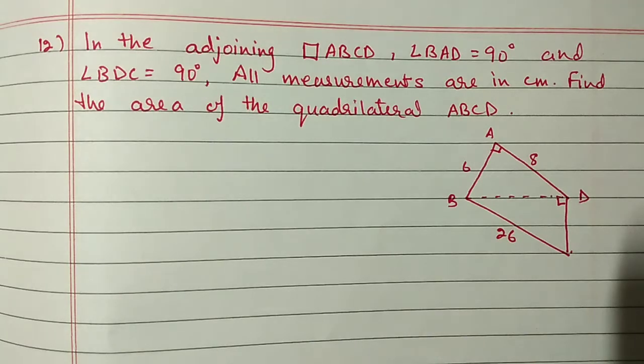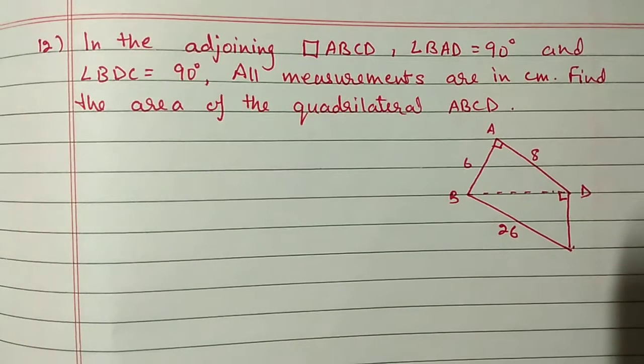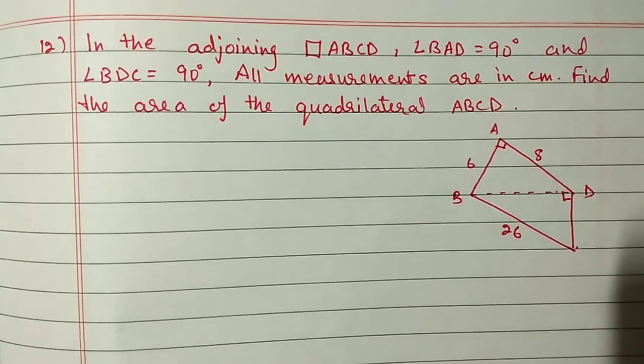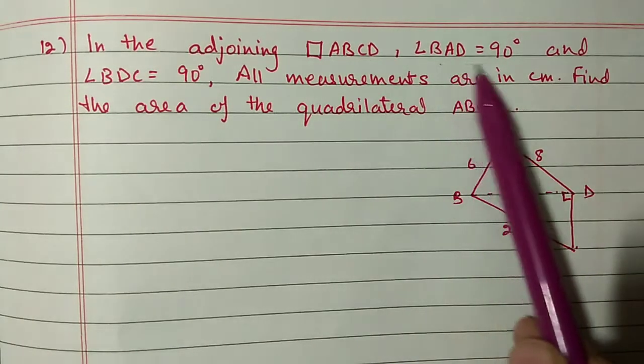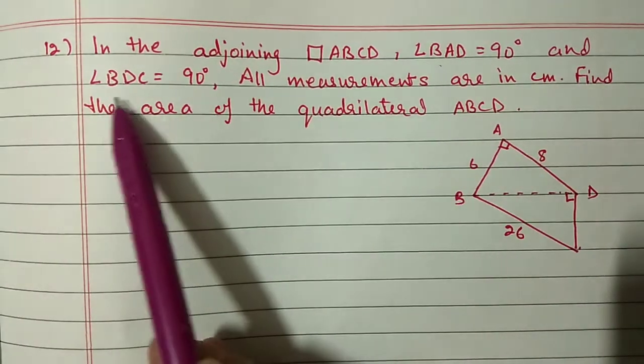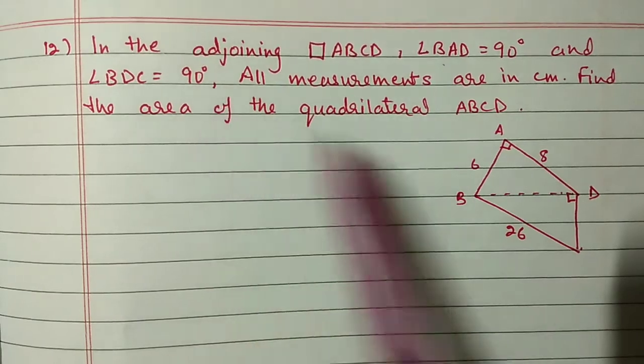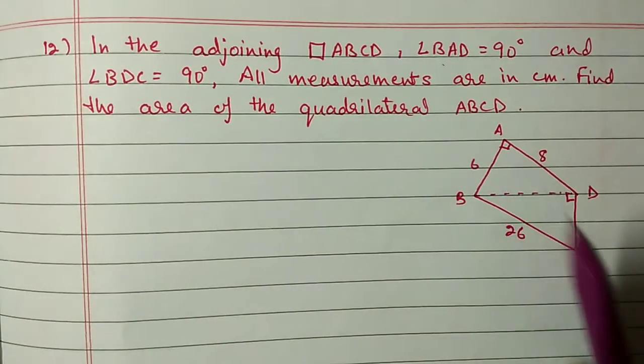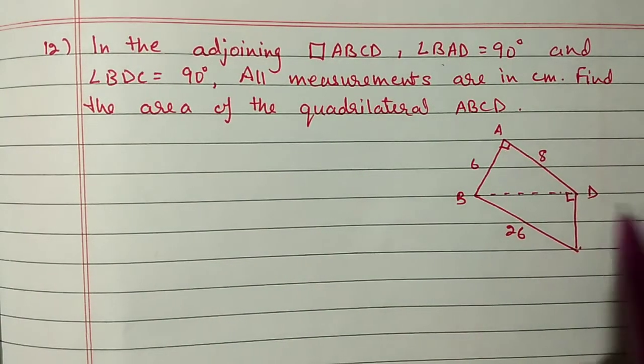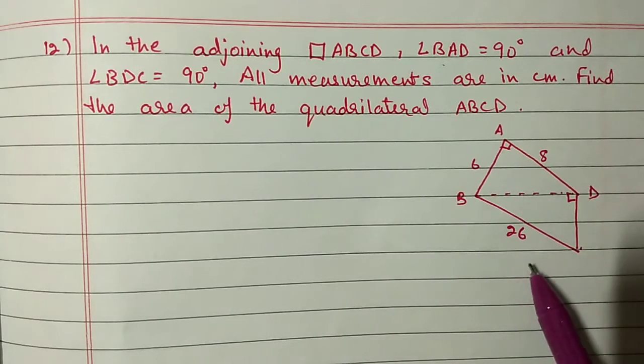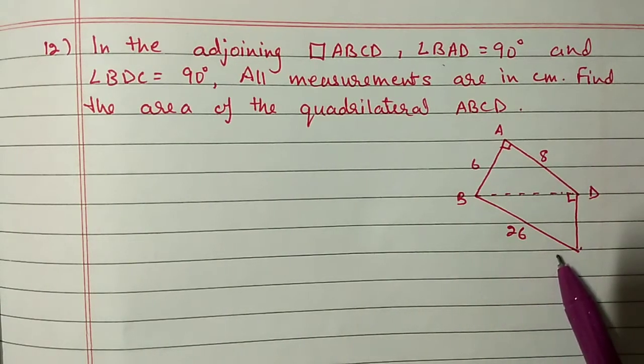Next, question number 12. In the adjoining figure, quadrilateral ABCD, angle BAD is 90 degree and angle BDC equal to 90 degree. Means this angle is 90 and this angle is 90 degree. All measures are in centimeter. Find the area of this quadrilateral.